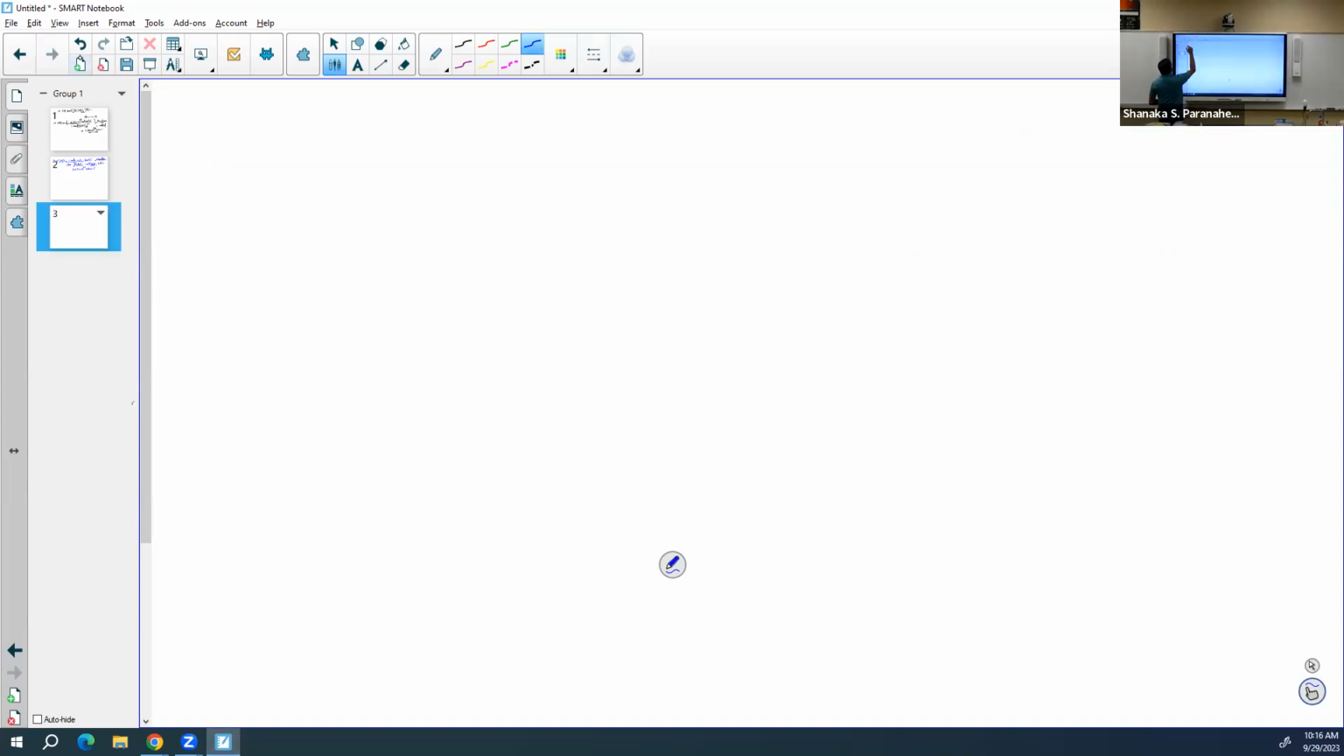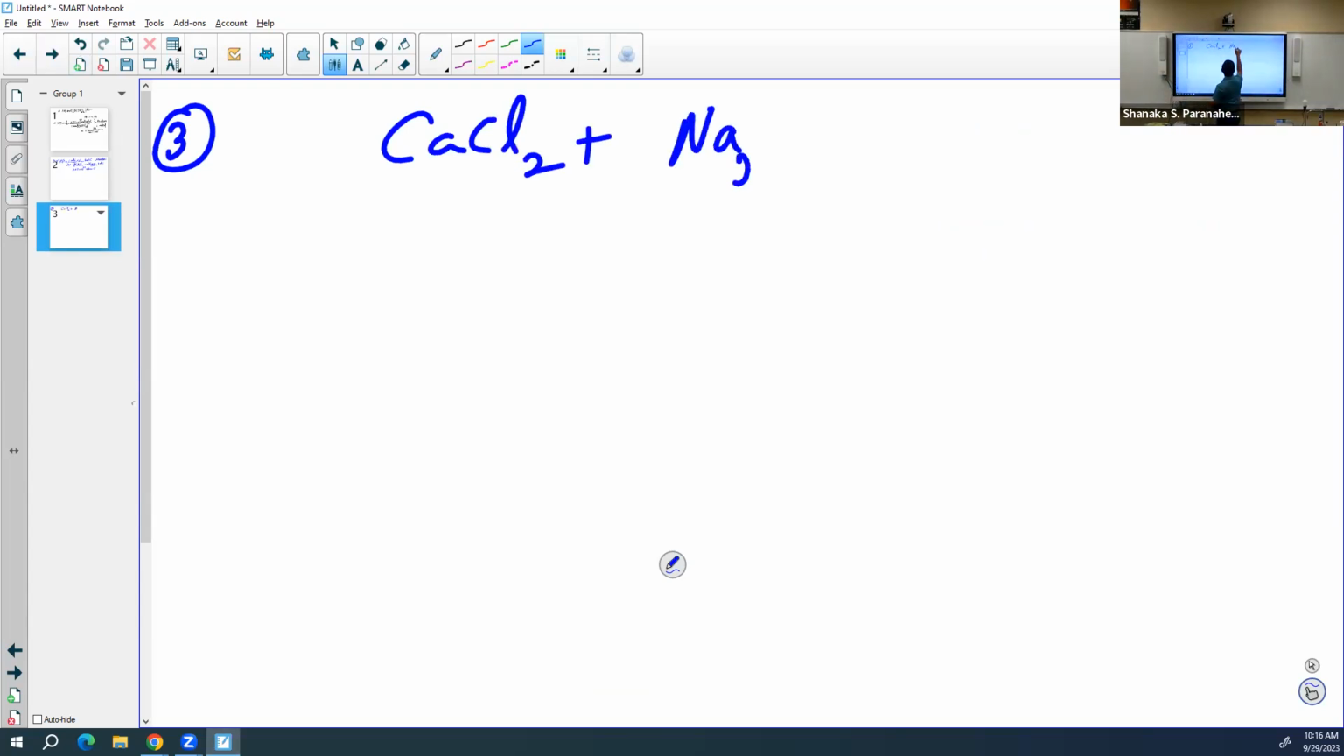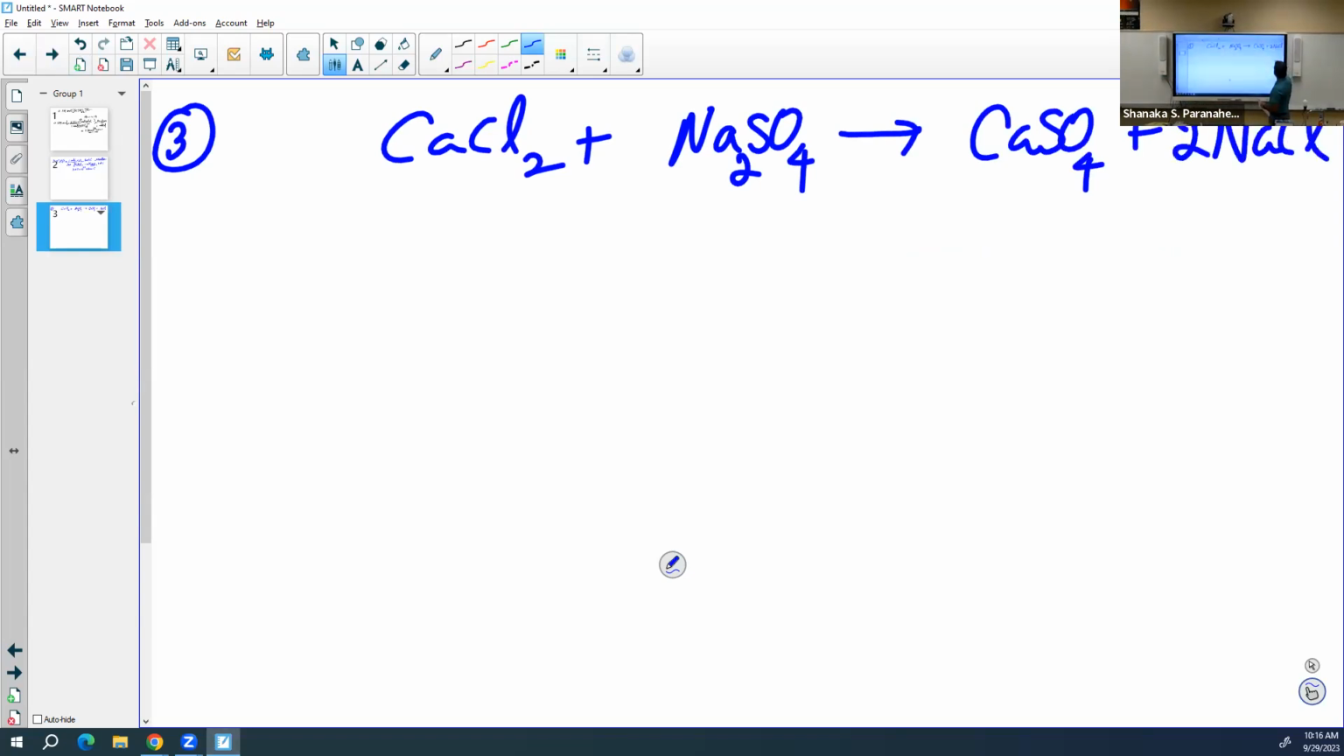Okay. This is question number 3. Chemical reaction is calcium chloride plus Na2SO4 produce calcium sulfate plus NaCl. Yes, so that's the balanced reaction. We don't need to balance it. So always I will give you the balanced reaction. So we're going to start from 50 grams of calcium sulfate.